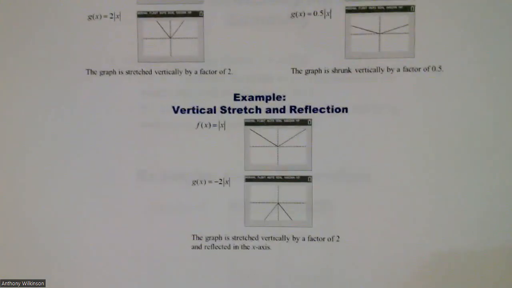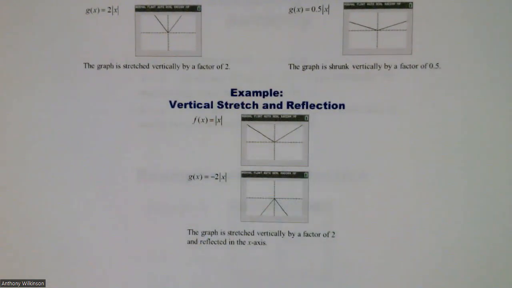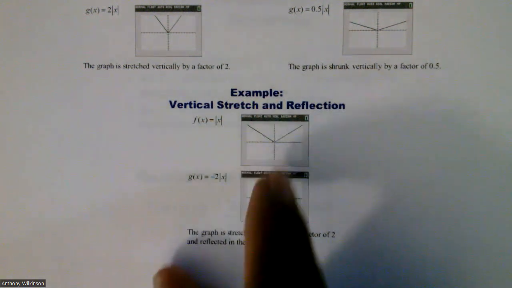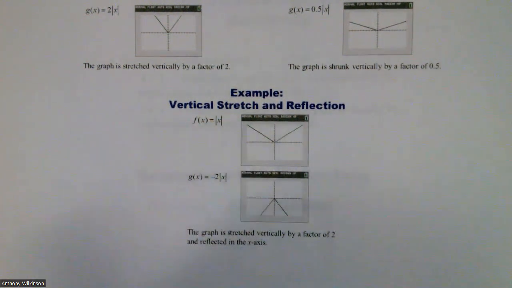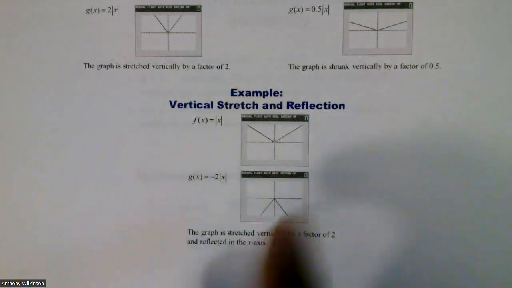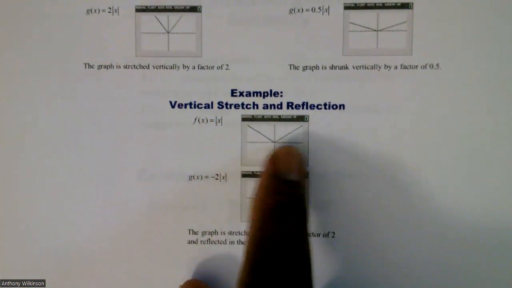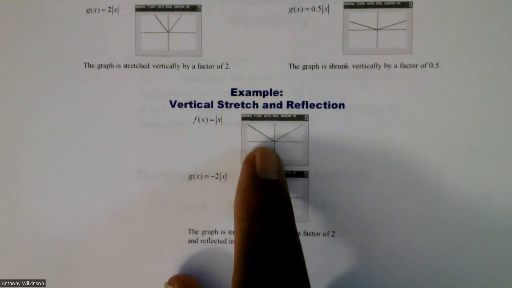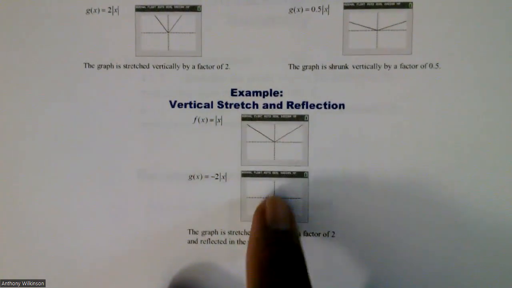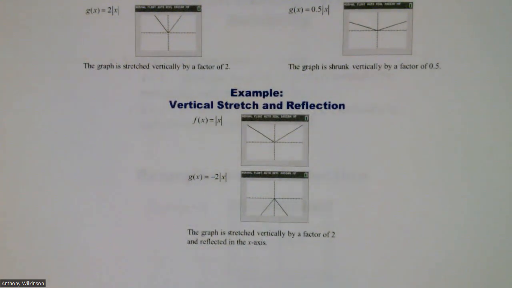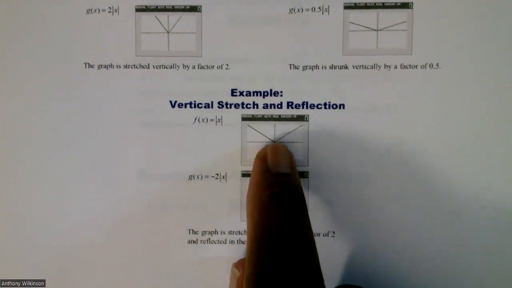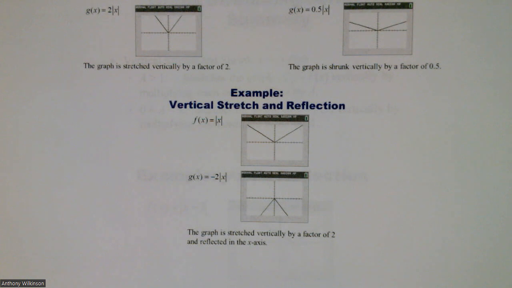Now, let's say we had a graph with a vertical stretch and a reflection. Like, in this case, g of x is equal to -2 times the absolute value of x. Notice that it has stretched vertically by a factor of 2, but it's reflected about the x-axis. Here's the x-axis here. Normally, the absolute value of x will be up here. Now, since it's reflected about the x-axis, it's below the x-axis, okay? Reflection usually has a mirror image. So this is the mirror image of this. And we have a vertical stretch by a factor of 2.